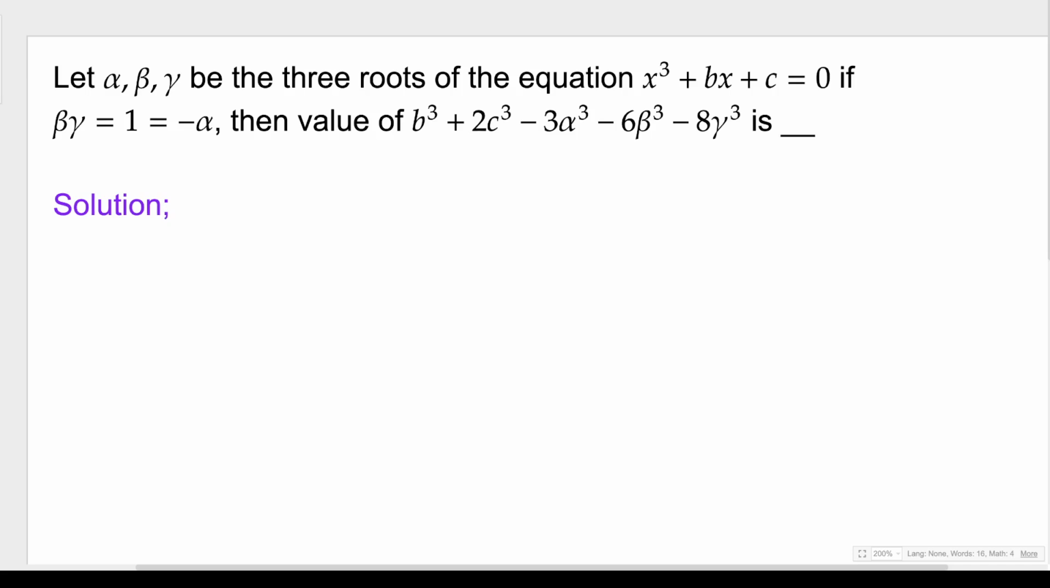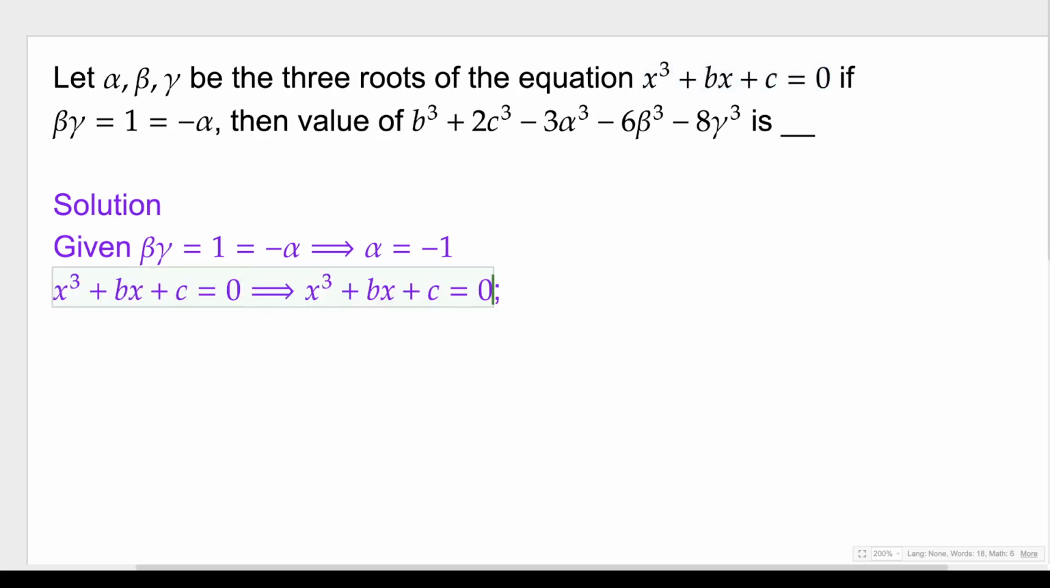So now let us proceed towards the solution. Given is this particular equation, and from here we can write that alpha is clearly equal to negative 1, right? Now if you observe, this equation is also given to us. This one I can transform and write as 0 times x square, right?